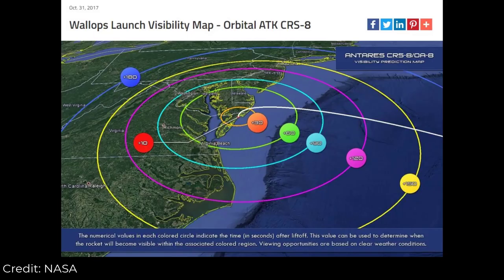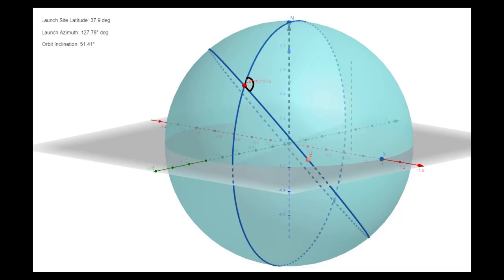Missions to the ISS can also be launched from Wallops Island off the coast of Virginia, which is at a latitude of about 37.9 degrees north, because allowable launch azimuth angles there permit an orbit inclination for rendezvous with the ISS.